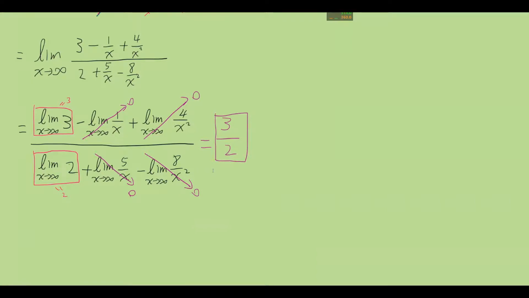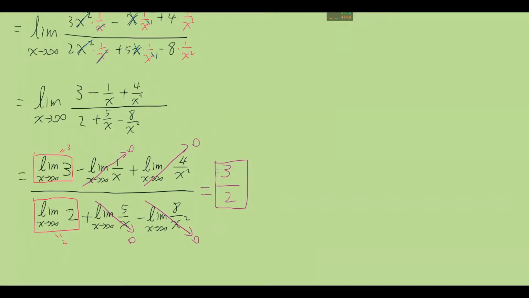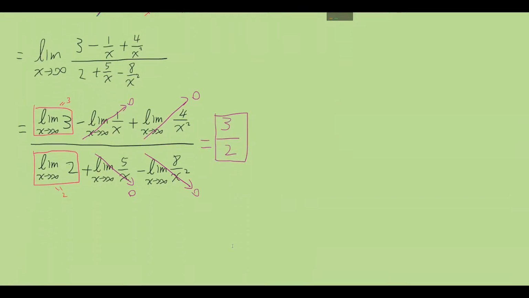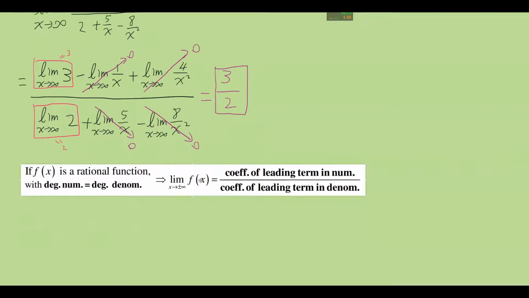Now, of course, there are different techniques that we can use to find this limit specifically. Let me write it on here. So this is the summary. If f is a rational function with the degree of numerator equals degree of the denominator, then when you take the limit of f as x approaches positive infinity or negative infinity, it's just equal to the quotient of the leading coefficients. In the numerator you have the coefficient of the leading term, and in the denominator you have the coefficient of the leading term in the denominator.